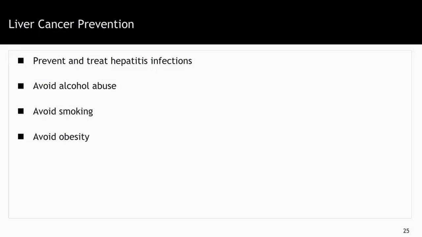First and foremost, preventing and treating hepatitis infections has become the best way to prevent cirrhosis and prevent the development of liver cancer. Avoiding alcohol abuse, avoiding smoking, and avoiding obesity all contribute to liver cancer prevention.